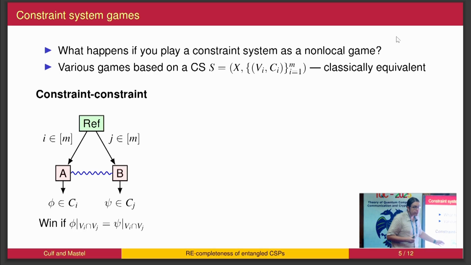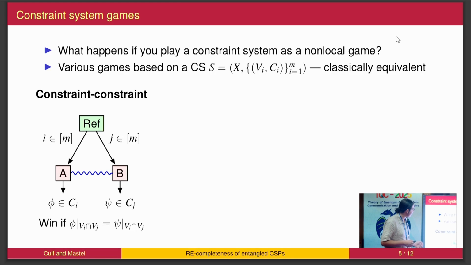of the same assignment to the constraint system. Of course, if they have quantum strategies, it's a quantum assignment, in which case they can cheat in a non-classical way and get a higher fraction of constraints seemingly satisfied, even though you can't actually satisfy them at once.